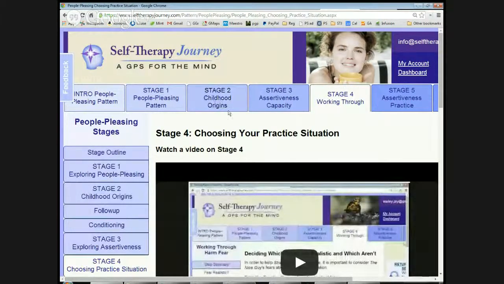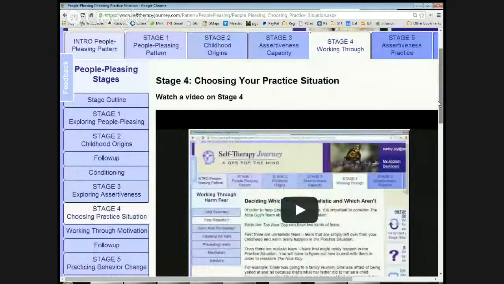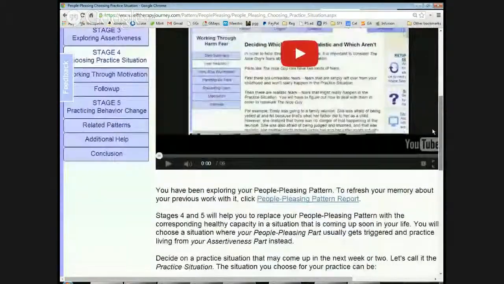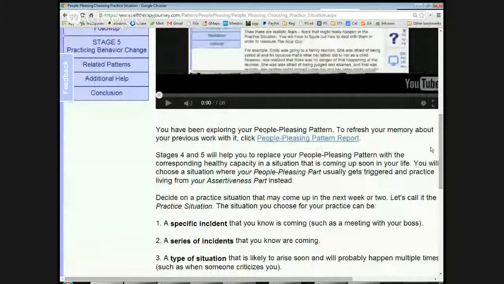You'll do some of that in working through the childhood origins of your pattern, but there's also an additional stage 4 where you get to work through the fears that drive your pattern in a particular practice situation. And so what you do, this is a little video of mine that explains stage 4 briefly. What I'm doing today is explaining it in a lot more detail.